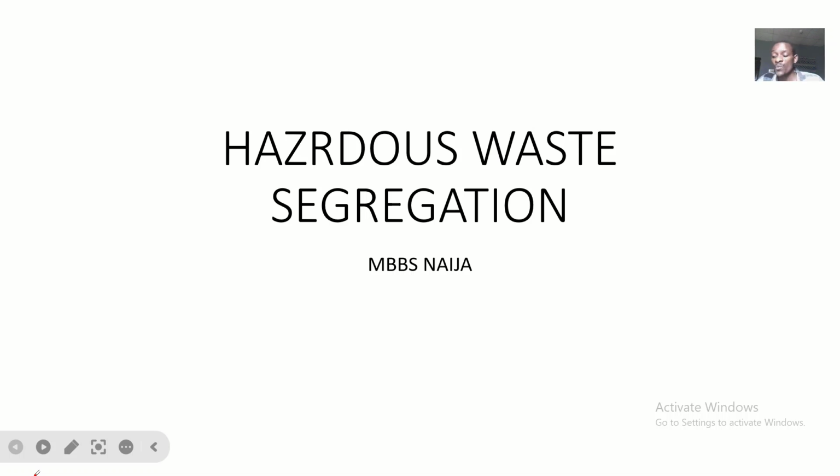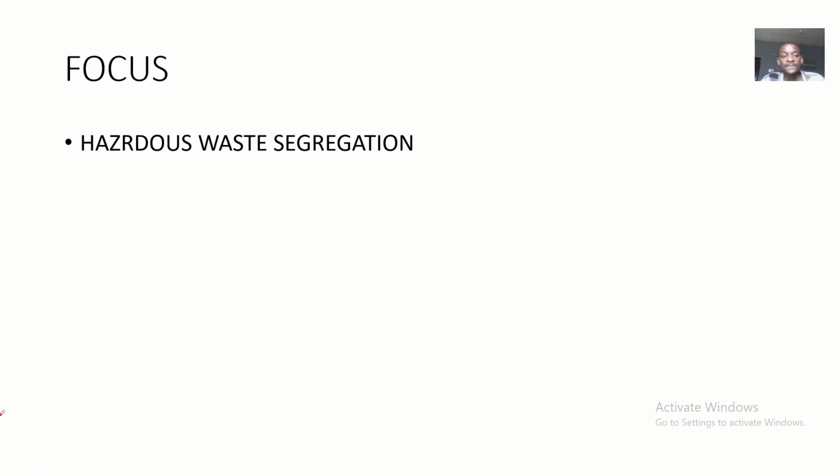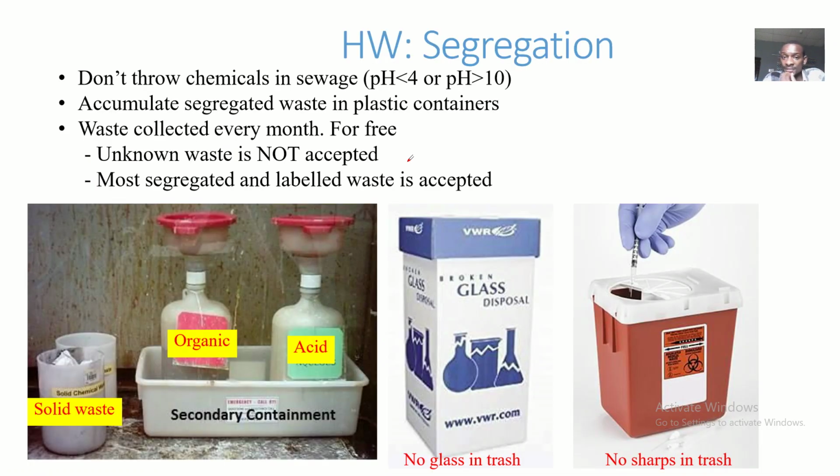Some waste, when you put them together, can cause some hazards, right? So segregation is basically a process of separating. You should know which types of waste to dispose of together, and some ways to keep them separately. We'll be looking at these examples and covering everything. So, hazardous waste segregation in the laboratory.